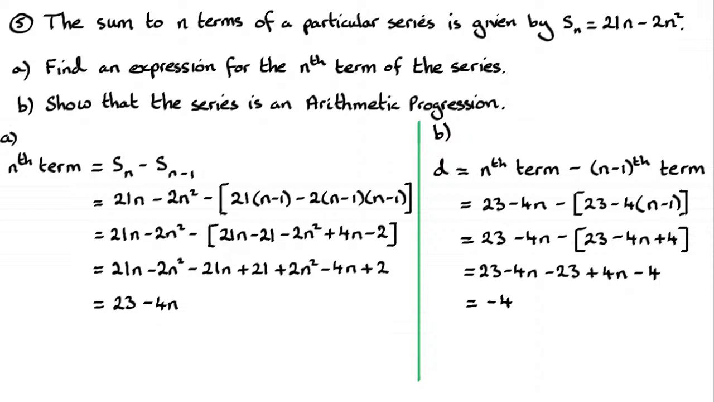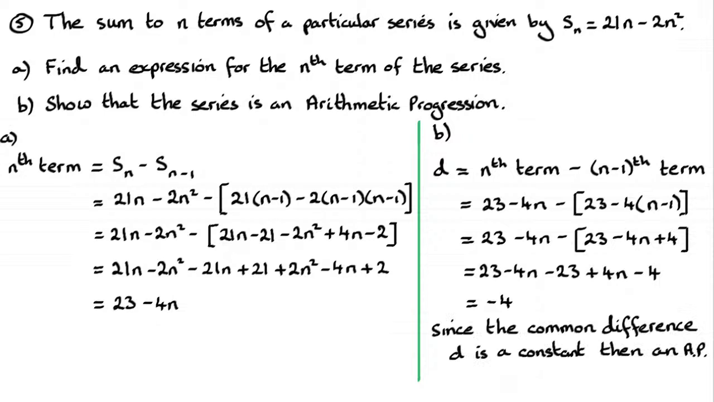It gives us d is -4. Now, to summarize: since the common difference d is a constant, the whole point about an arithmetic progression, then we have an arithmetic progression. So well done if you did it by this algebraic method, rather than first finding the first term, then the second, then the third, and then just assuming that it was an arithmetic progression. That doesn't technically hold, okay?